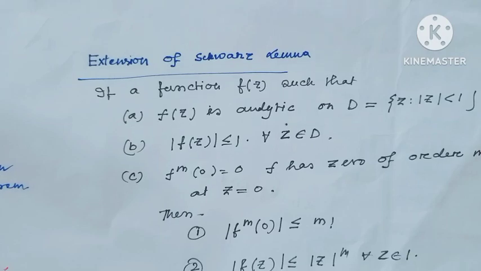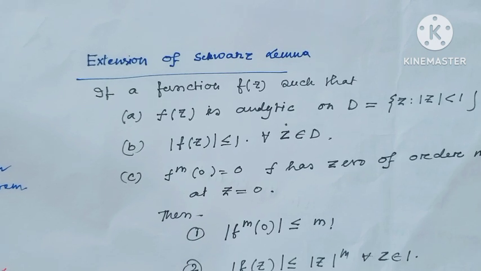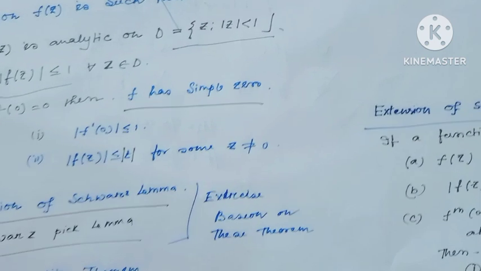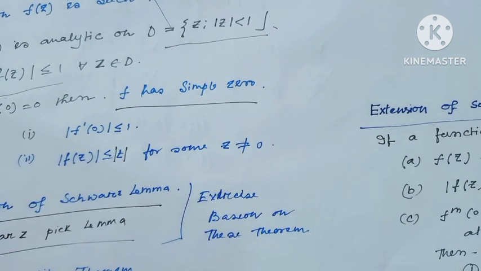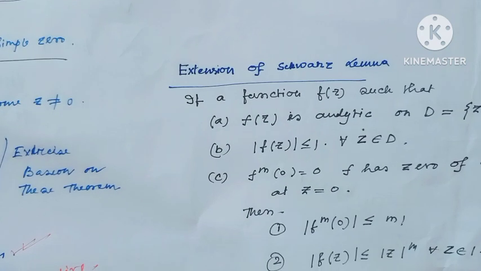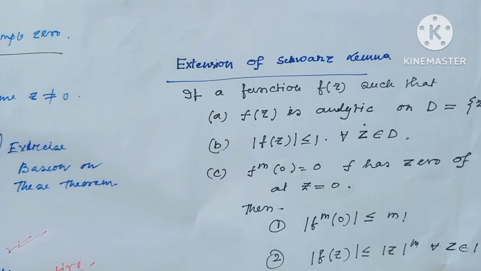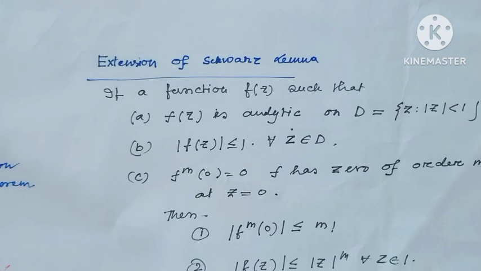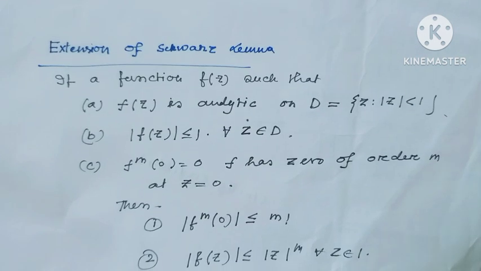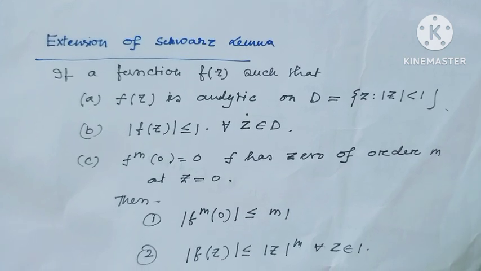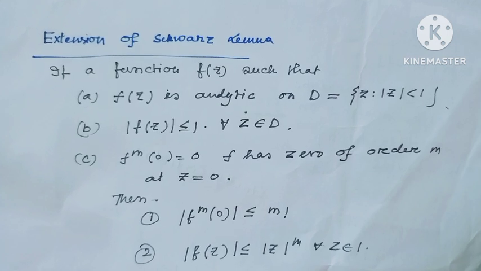Well, now I will see what the extension of Schwarz lemma is. Schwarz lemma: f(0) equals 0 means f has a simple zero. But the extension of Schwarz lemma is: if a function f(z) is analytic on the domain D, such that D equals {z such that modulus of z is less than 1}, and modulus of f(z) is less than or equal to 1, meaning the absolute value of the function is less than or equal to 1, this is true for all z belonging to D.